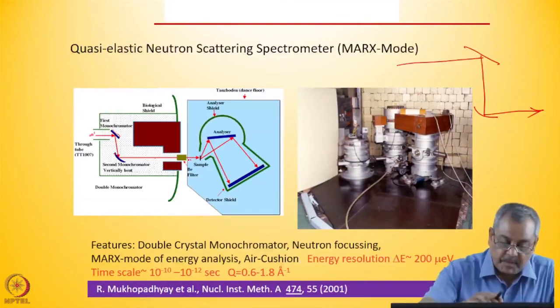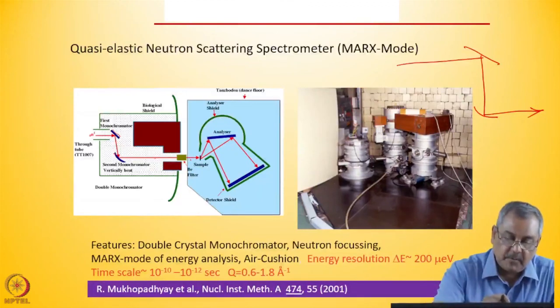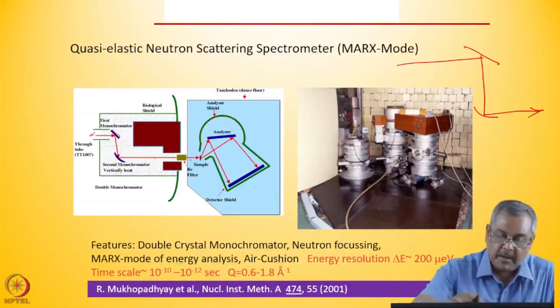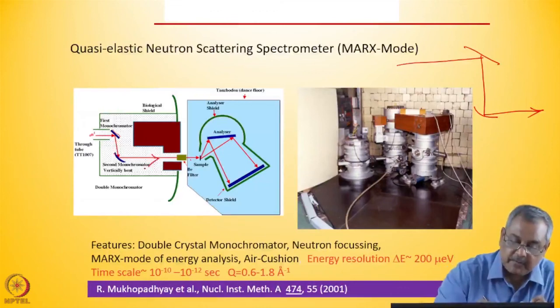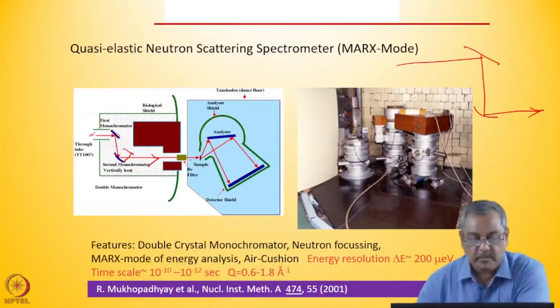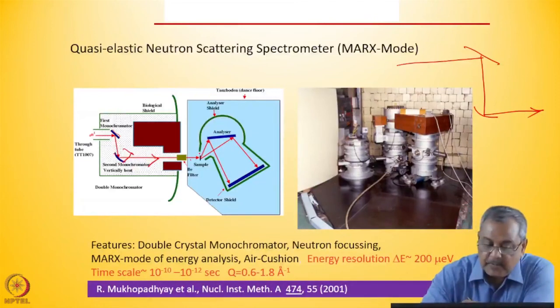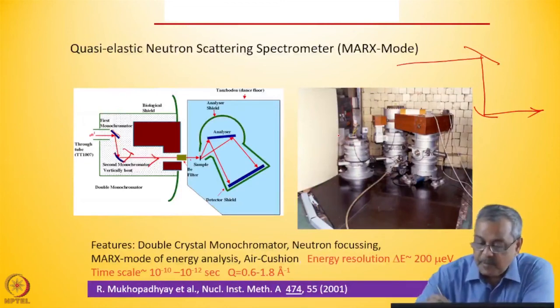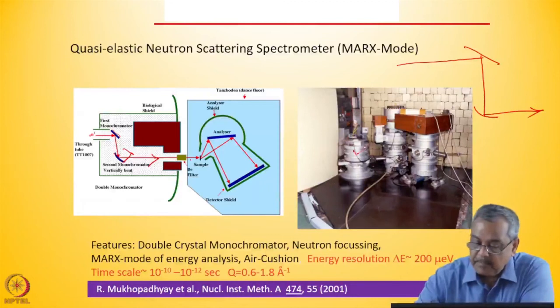Now, if I rotate the first monochromator and the second monochromator and move them, then I can keep this outgoing direction fixed, but I can change the wavelength of the neutron going out. After that, the sample is put. So here, the monochromator you cannot see. You can see the sample position and the analyzer.